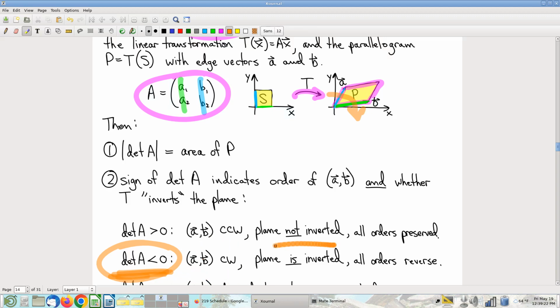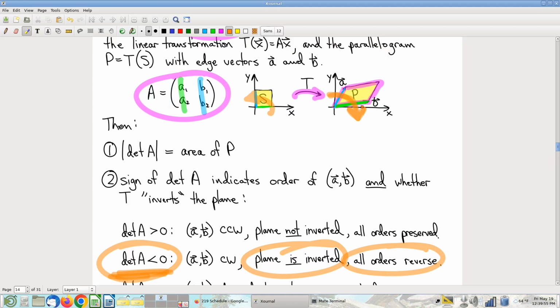So now let me tell you what I mean when I say that the plane is inverted and the orders are reversed. We're talking about the linear transformation. We're talking about what the linear transformation does. And let's start with talking about orders. I claim that the orders got reversed here. And what I mean by that is what is intrinsically a counterclockwise order, E1 to E2, by way of the transformation, has now been turned into a clockwise order from T of E1 to T of E2.